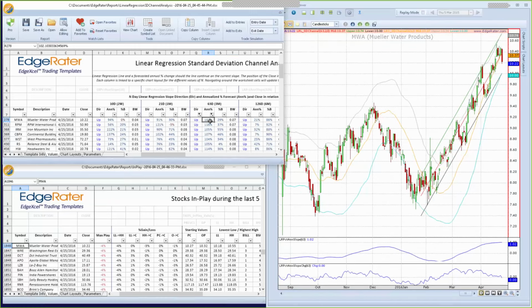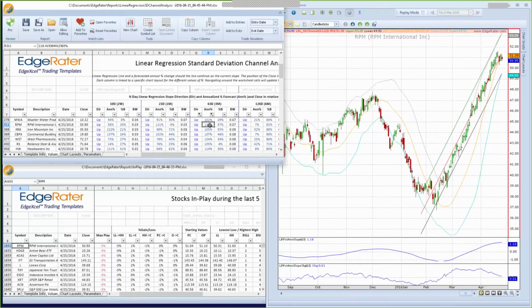By definition of what we've done here, these are now stocks that over the last 3 months are going up with an annualized percent of over 100%, and also have narrow bandwidth as we go down through the list. So here's one, MWA. You can see that the upper and lower channel lines are quite close together. That means the standard deviation, the variance of price, is quite narrow, and the price is very tight. So there's a nice tight channel there.